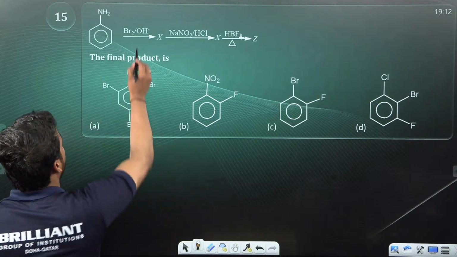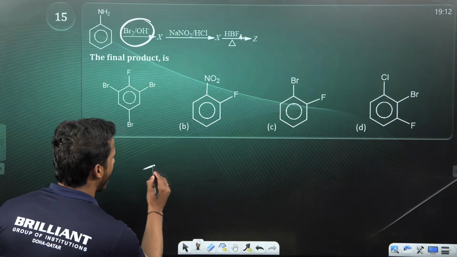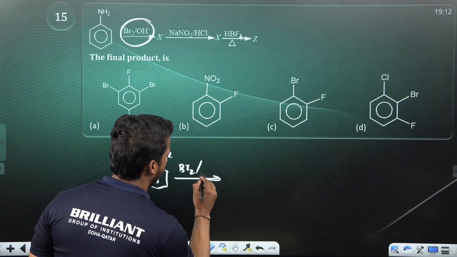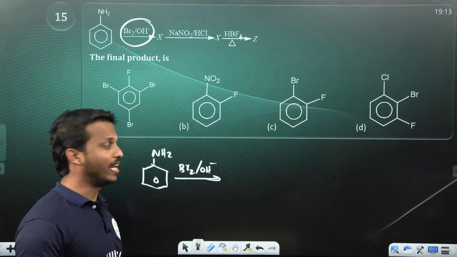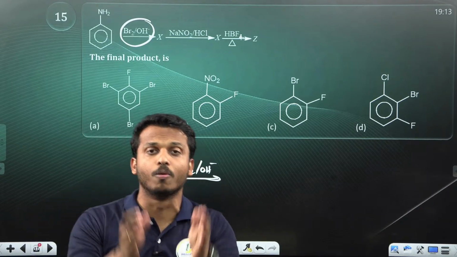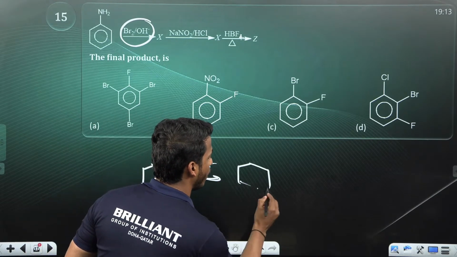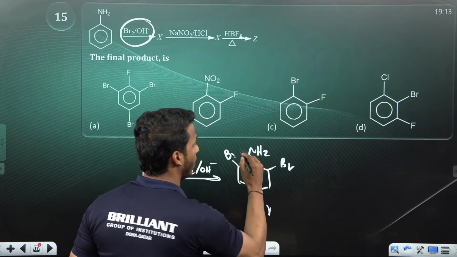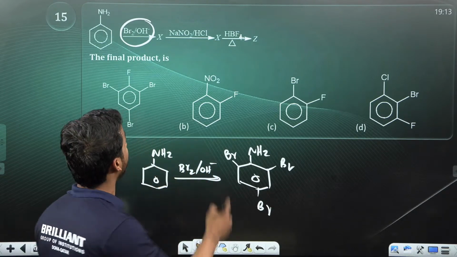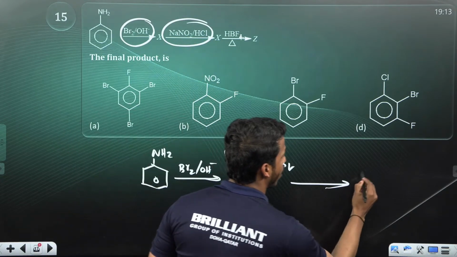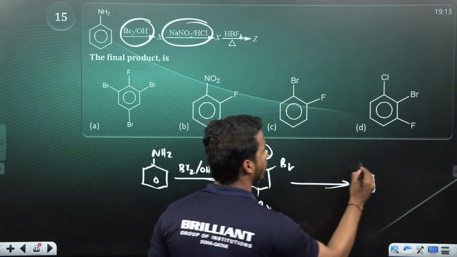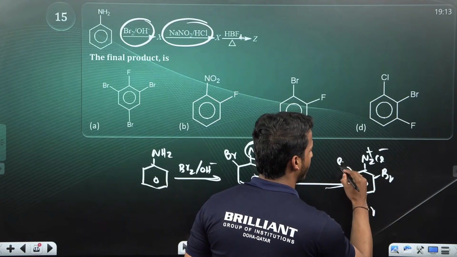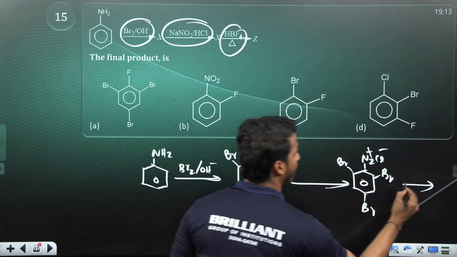You know what is aniline on bromine water? Dear all, aniline on bromine water, Br2 and OH minus, bromination. Aniline is a very strong ortho-para directing group. On strong bromination, what we get? We get NH2 and then Br. You will get 2,4,6 tribromoaniline. This on diazotization, what happened to NH2? NH2 becomes N2 plus Cl minus, Br remains there, and it is treated with HBF4 and heat.